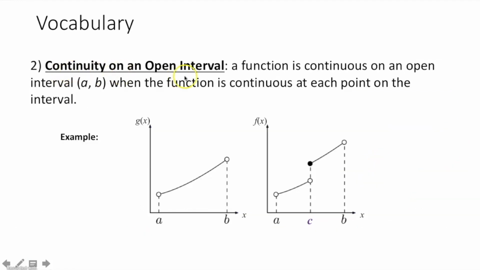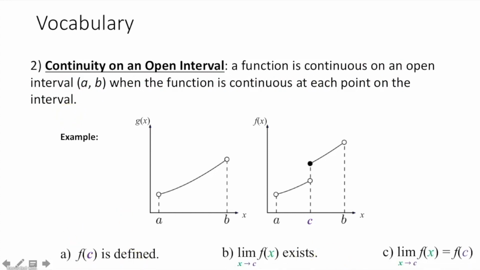So, continuity on an open interval. A function is continuous on an open interval (a, b) when the function is continuous at each point on the interval. And that kind of makes sense. It has to meet these three conditions. So here you can see f of c is defined for any c in between a and b. The limit as x approaches c of f of x exists at any c here. And the limit as x approaches c of f of x will equal f of c, no matter where you choose c here.